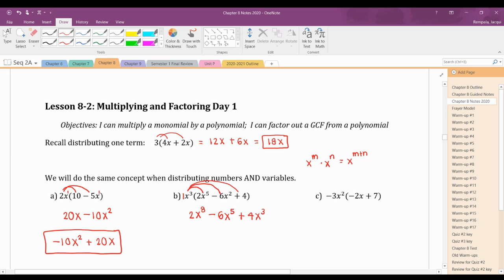Because we have an x to the 8th, an x to the fifth, and an x to the third, none of those are like terms. It goes from biggest exponent down to the smallest, so we don't have to do any rearranging. This is my final answer.